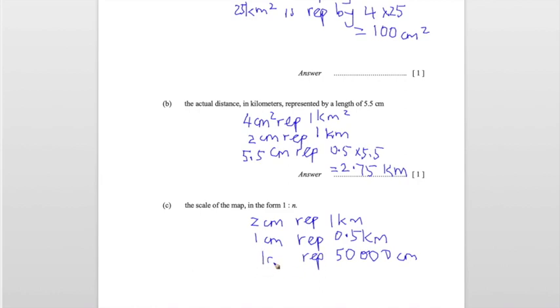And once we have the same unit, then we drop it, and this is where we get the scale in the ratio 1:50,000.